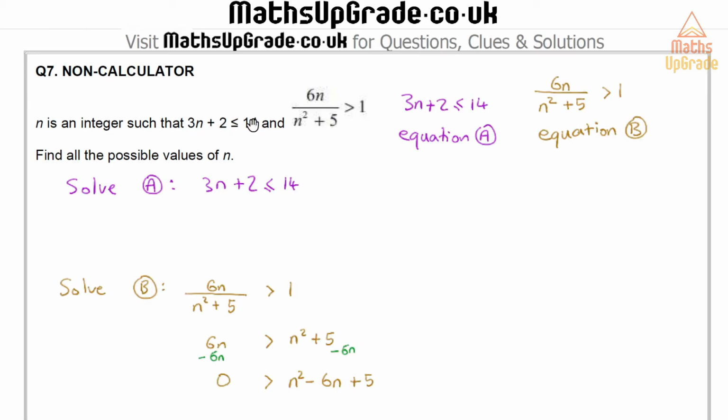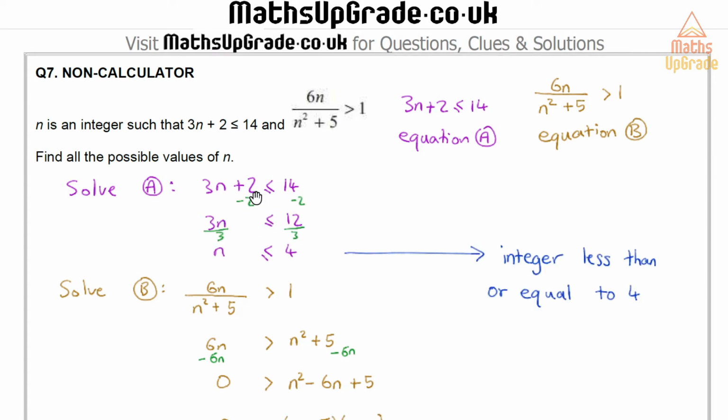Okay, so to solve that, what I'm going to do, I'm just going to subtract 2 from both sides, which gives me 12 on this side, and then divide by 3. That gives me n is less than or equal to 4. What this says is that n, the number, is less than or equal to 4. So it could be 4, 3, 2, 1, 0, negative 1, negative 2, etc.